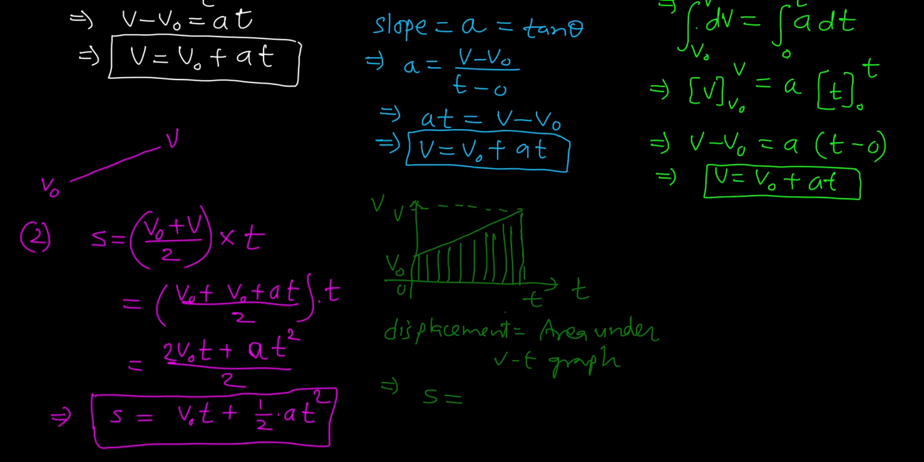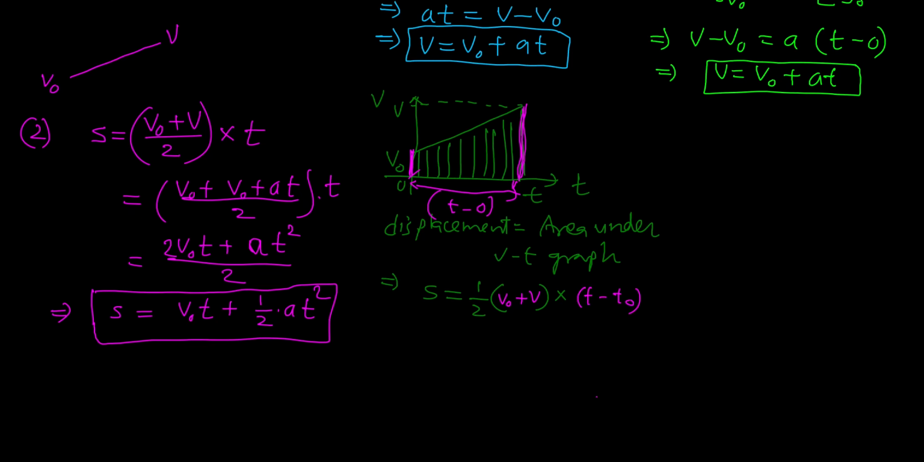The area of a trapezium is given by half the sum of parallel sides multiplied by the distance between the parallel sides. In this diagram, the two parallel sides are this one and this one. This is v naught, this is v, so the sum of parallel sides is v naught plus v, into the distance between them, which is t minus 0. So it is half v naught plus v into t minus t naught.